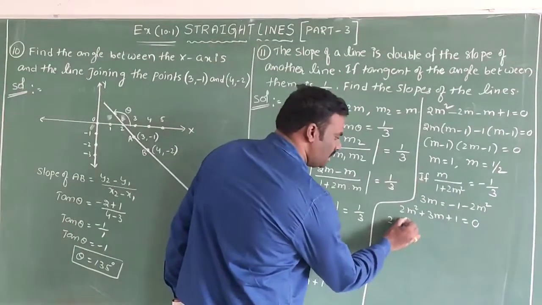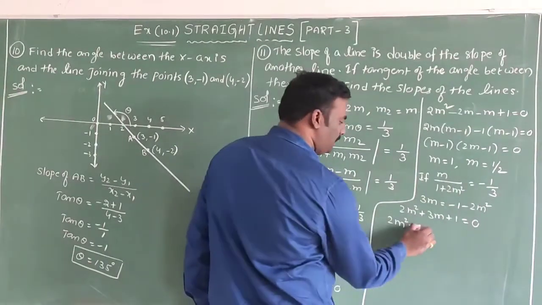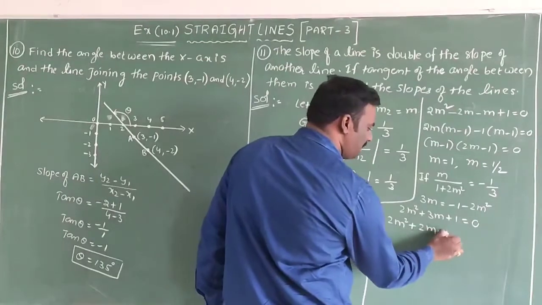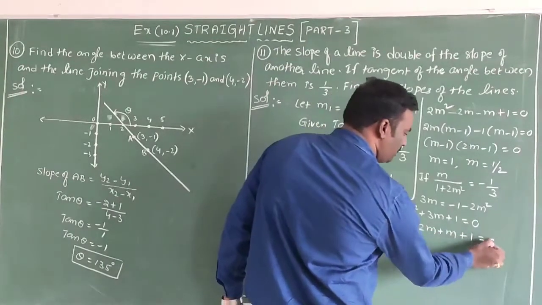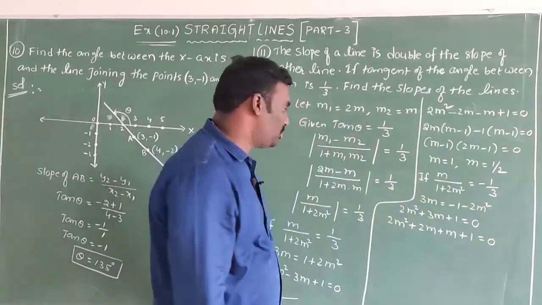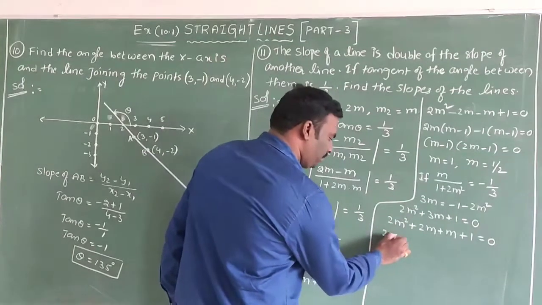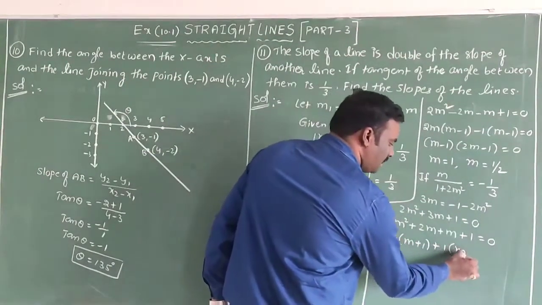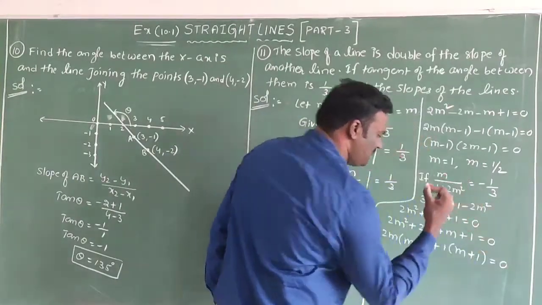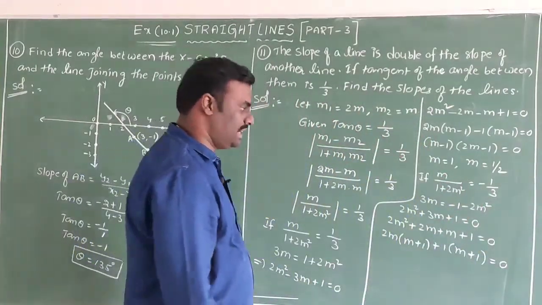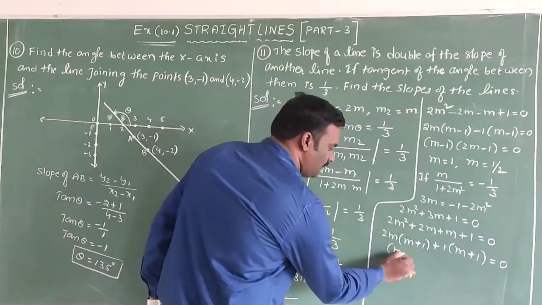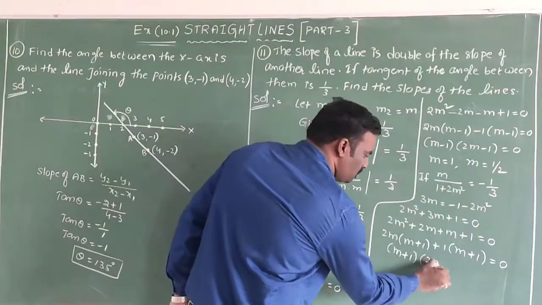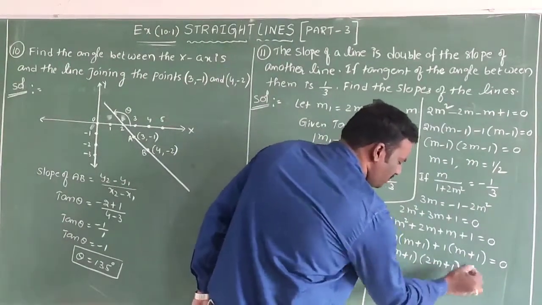Now 2m square plus 3m can be written as 2m square plus 2m plus m plus 1 is equal to 0. In these two I can take 2m common, m plus 1. In the next two, 1 common, m plus 1. Again which is common? M plus 1 I can take common. Then m plus 1 into 2m plus 1 is equal to 0.